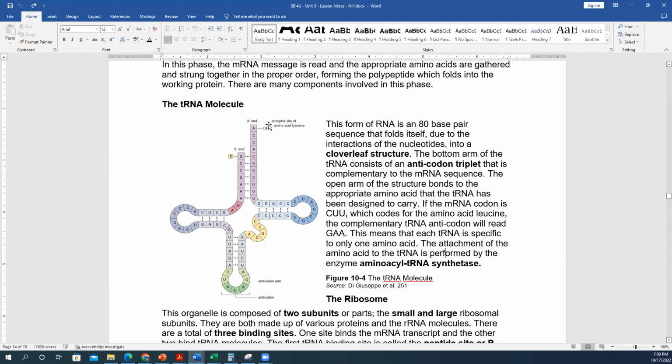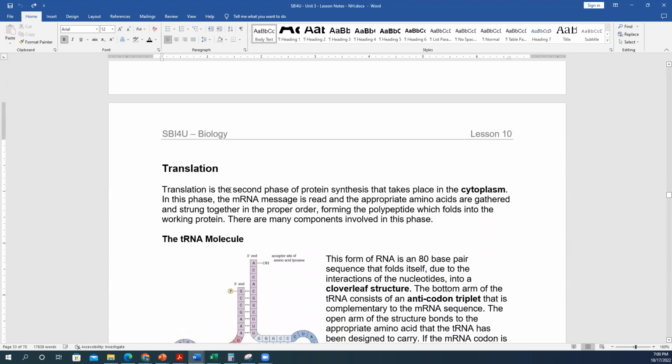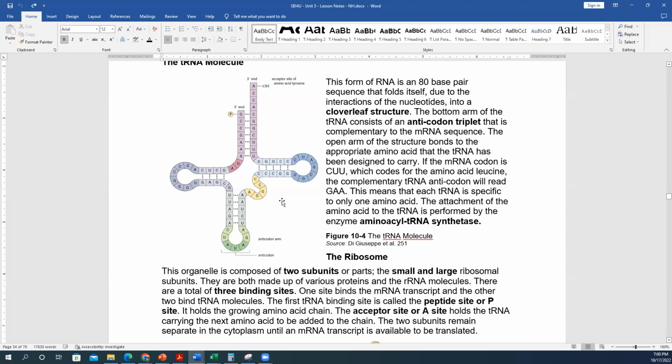And the enzyme that is responsible for attaching that amino acid tyrosine, or any amino acid, to the end of this tRNA is an enzyme called aminoacyl tRNA synthetase. And the name kind of hints at what it does. It synthesizes, it makes amino acid and tRNAs together, and that's what it does. The other important component in translation, so there's the tRNA molecule, and obviously there would be the mRNA molecule that brings along the message, would be the ribosome.